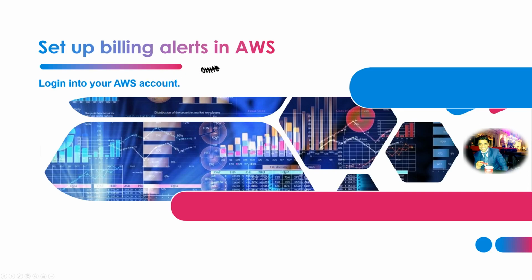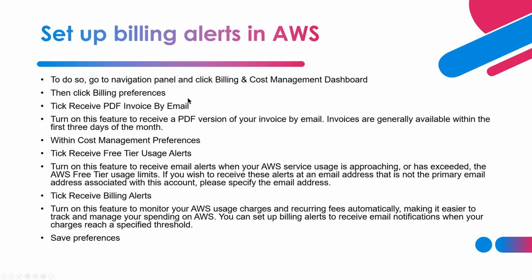Set up billing alerts in AWS. To do so, first thing, we need to log in into AWS account. Once we log in into AWS account, we need to go to navigation panel and click on the billing and cost management dashboard. Then click on billing preferences.